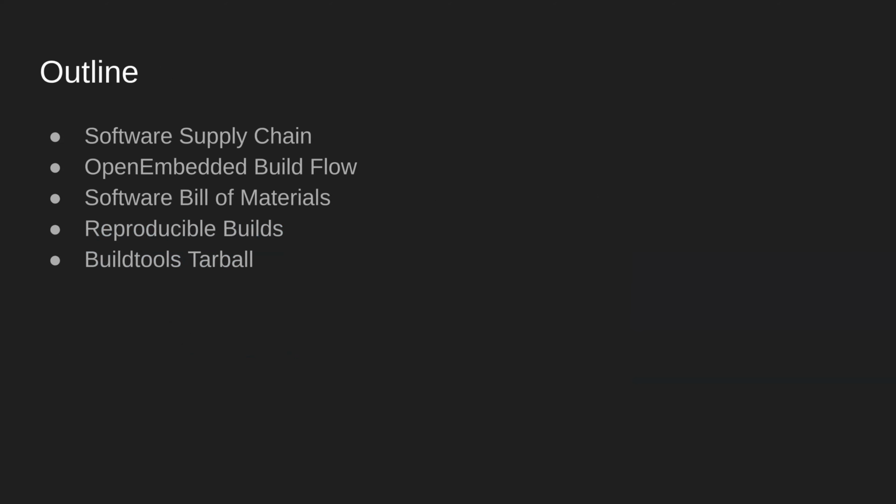All right, so a brief outline of things I'm going to talk about is what is a software supply chain? Why do we care about it? How Open Embedded, the build flow that Open Embedded implements really augments or provides a good software supply chain, what a software bill of materials is, talk about reproducible builds, and finally the Buildtools tarballs.